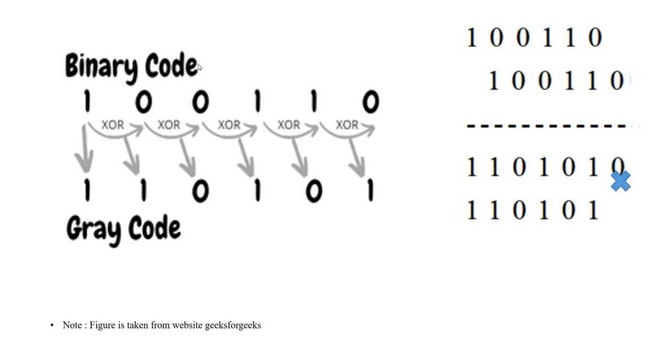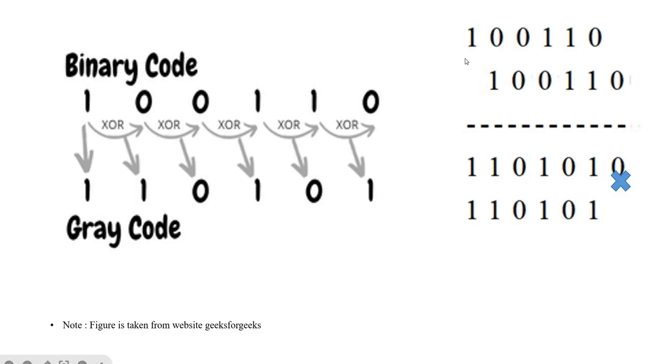Now, to obtain the next bit in the gray code, we will take the next bit, that is this 0. It will be XORed with the next bit, that is 0. When 0 and 0 are XORed, you will get a 0. So here we are getting 0. Similarly, you have to do it for all the subsequent bits. Then we will get the gray code for this binary code as 110101. Okay, this is how you get the gray code from the binary code.